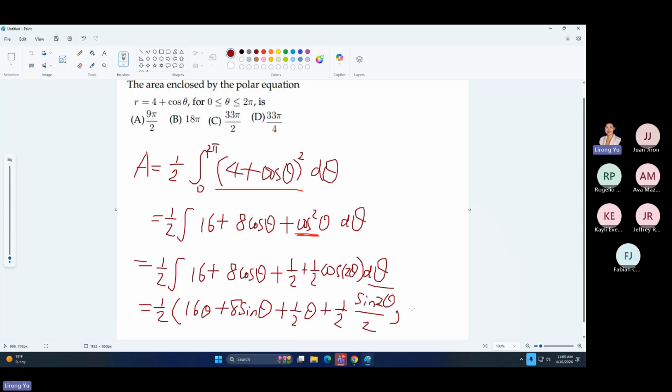So the integration is done. We still have to put in the integration limit. I didn't write it because we don't need it to do the calculation. Now we have our antiderivative, and we do the definite integral. We put in 2 pi and 0. Realize sine 2 pi equals 0, sine 4 pi also equals 0. So all those sine terms only provide 0. Only the term with theta survives.